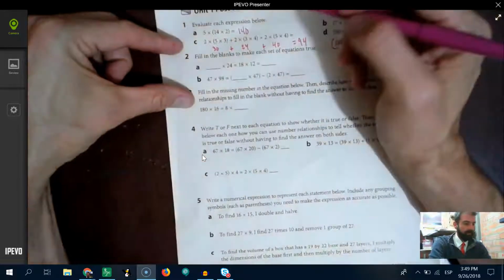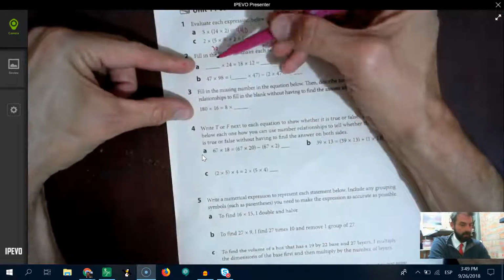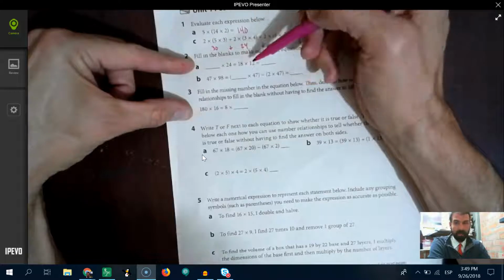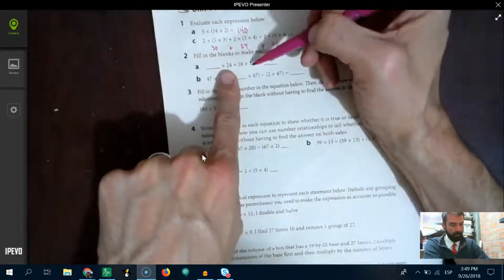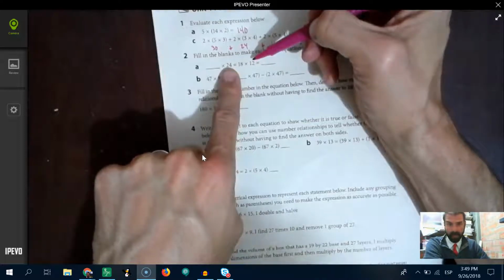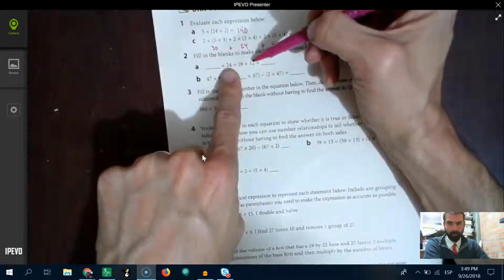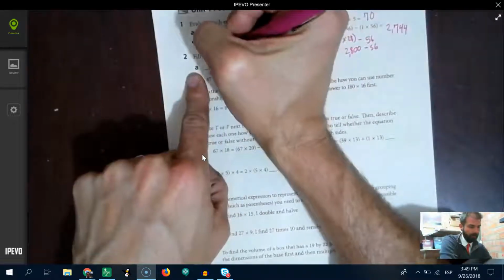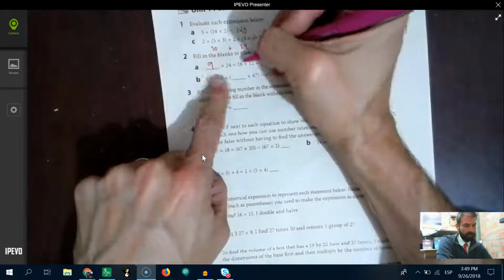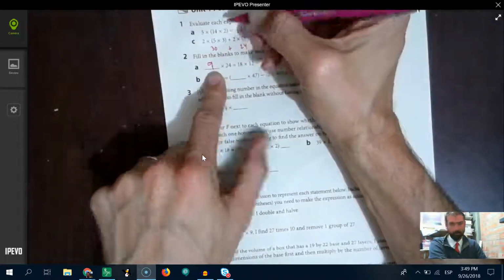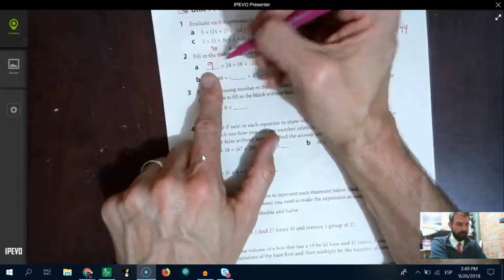Okay. Fill in the blanks to make each set of equations true. So something times 24 equals 18 times 12. Okay, so those have to be similar. I see the relationship. I see 12 and 24. I know 12 is half of 24. So it looks like they took half of 24 to get 12. So I'm guessing I can take half of 9 to get 18, right? That makes sense. 9 doubled is 18. 24 halved is 12. So 9 times 24.